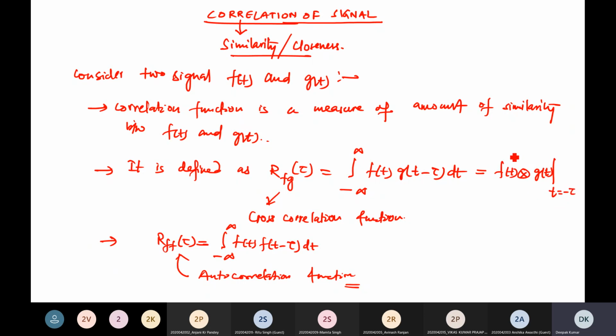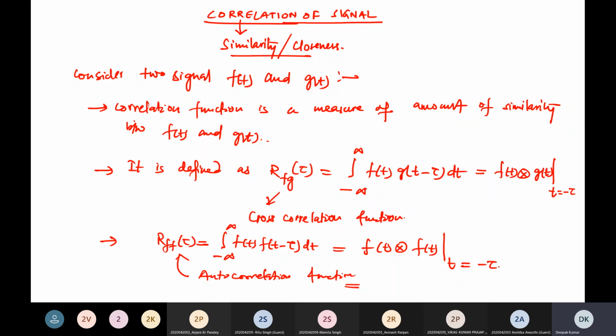Like this way you can also find the autocorrelation. In a similar way here, the convolution of f of t with f of t itself is calculated. Put the value of t equal to minus tau. So it will give you the same result that you can calculate from this integration. So these are the basic formulas applicable where you calculate the correlation function.